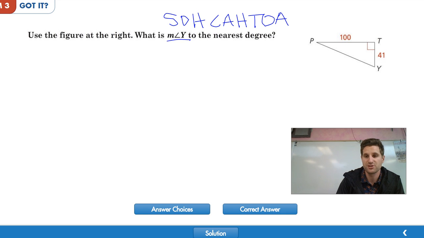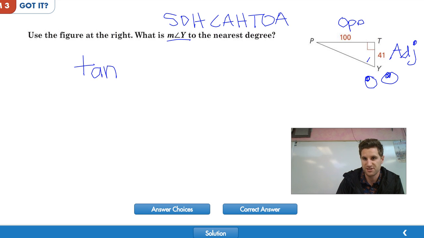From the Y perspective, so googly eyes, I have opposite, and this is not the hypotenuse, so it's adjacent. OA, OA, OA, TOA, that's going to be tan. So I'm going to take tan of, let's call it x for whatever reason, degrees. I don't know what that is, that's what they're trying to have me find. So we'll do tan of x equals OA, OA, that's going to be 100/41.